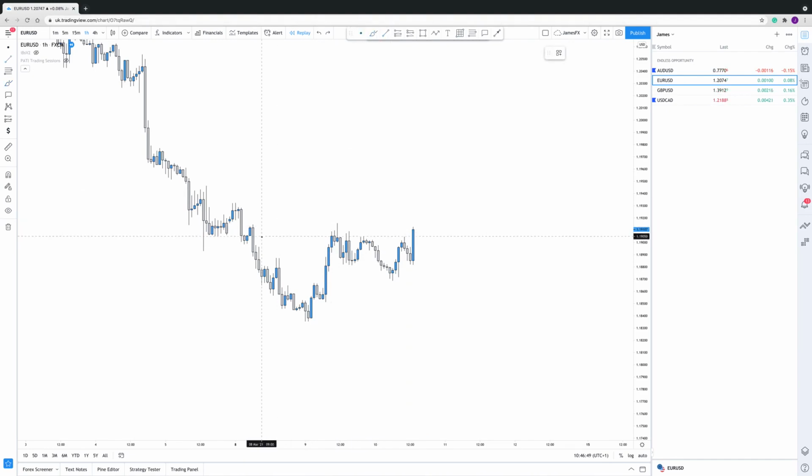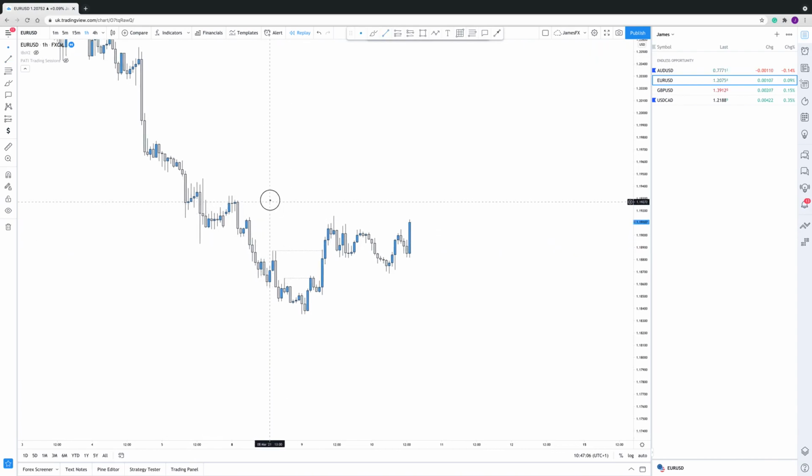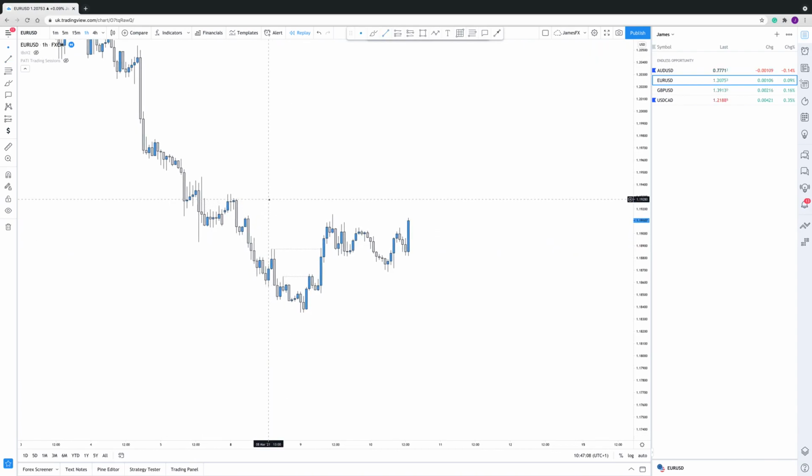Once we broke structure here, this lower high, we then pulled back and broke this lower high as well. So we're now seeing that change in momentum, so we want to be looking for potential longs.